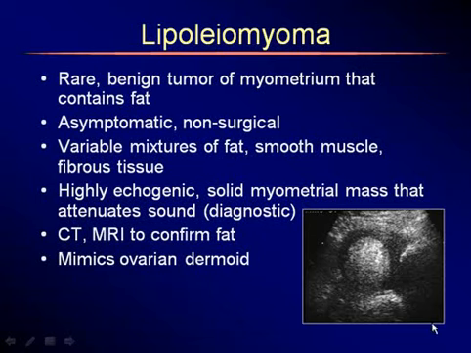A lipoleiomyoma is a rare benign tumor that contains fat. It's usually asymptomatic. It's not a surgical lesion. It does not degenerate into anything sarcomatous. It has mixtures of fat, smooth muscle, and fibrous tissue. It's highly echogenic. It attenuates sound. It kind of reminds you of what a dermoid looks like. Also reminds you of what an AML looks like in the kidney, angiomyolipoma, because that has fat in it. So there's fat with attenuation. And you can confirm this with CT or MR, and it's a benign condition, does not need to be removed.